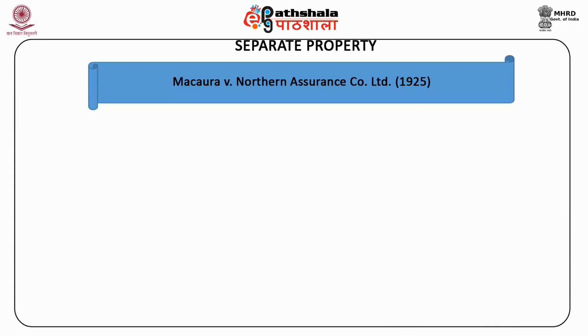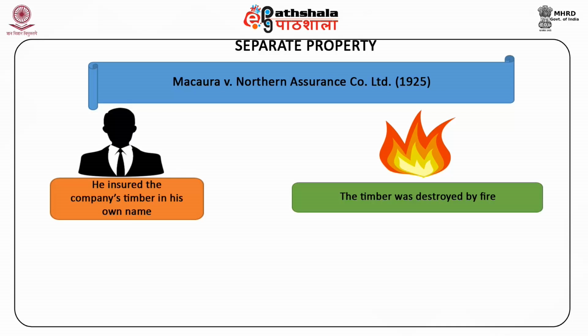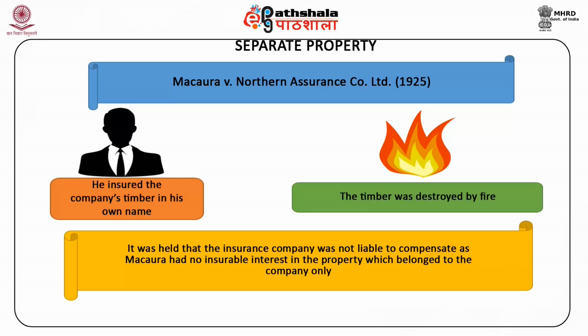He was also the substantial creditor. He insured the company's timber in his own name. The timber was destroyed by fire. It was held that the insurance company was not liable to compensate, as Macora had no insurable interest in the property which belonged to the company only.